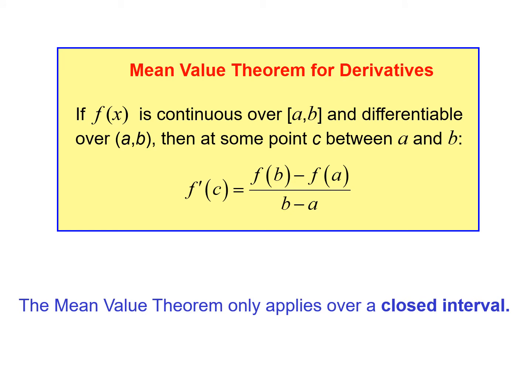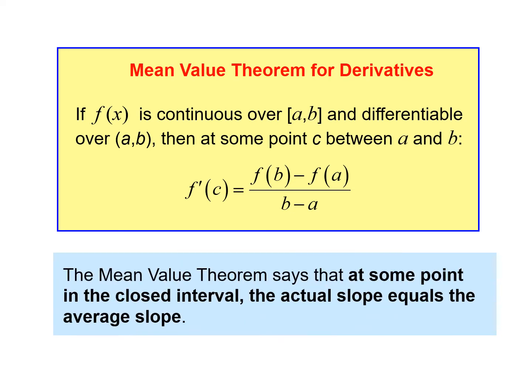And notice that the mean value theorem only applies over a closed interval, so we have to look back up at those conditions there. It has to be continuous, differentiable, and closed. And so the big idea here we need to understand is that at some point in the closed interval, the actual slope at a point is equal to the average slope, or the slope of the line connecting the endpoints.